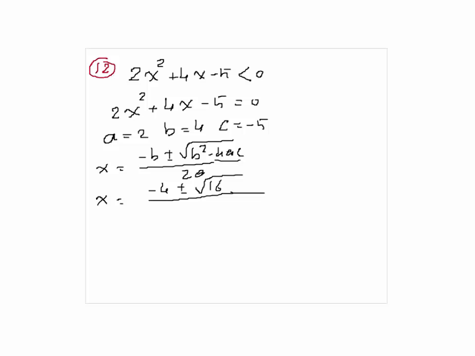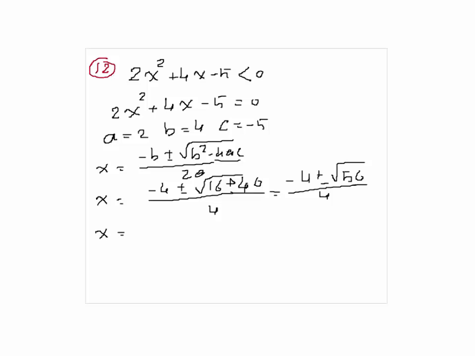And I'm going to find what negative 4AC is. Because C is negative, negative 4AC is a positive number. 4 times A is 8, and 8 times 5 is 40, over 2A, which is 4. I'm going to simplify it. So I have negative 4, plus or minus the square root of 56, over 4.